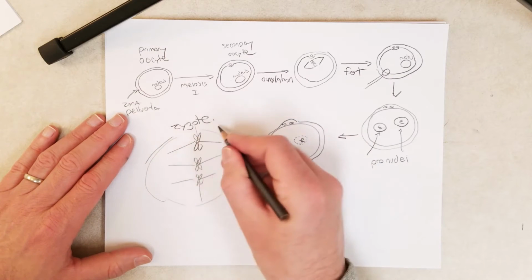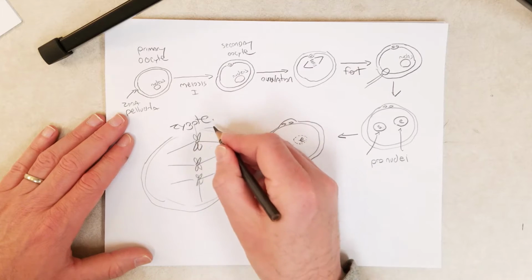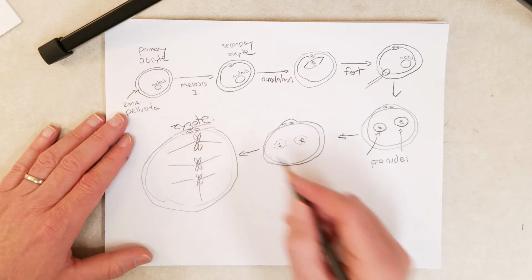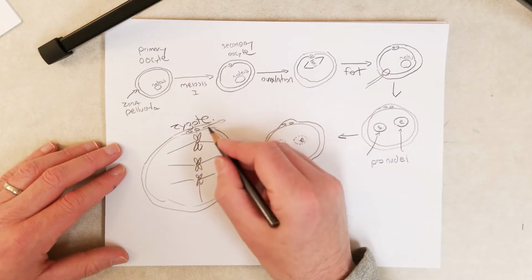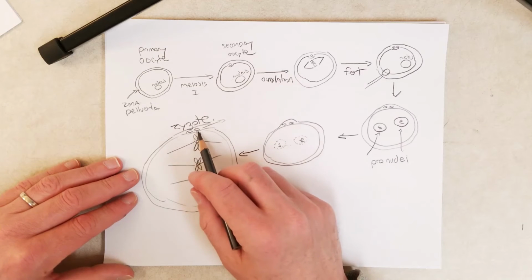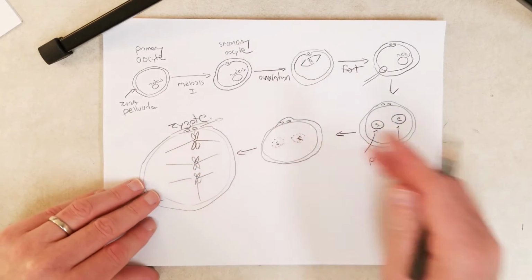Okay, oh, and I have to draw that zona pellucida still. And at some point we're going to lose those polar bodies. I mean, maybe something interesting happens with those, but as far as I know, I think they just disintegrate at some point. Okay, so we have our zygote here.